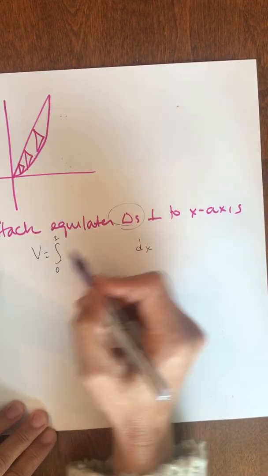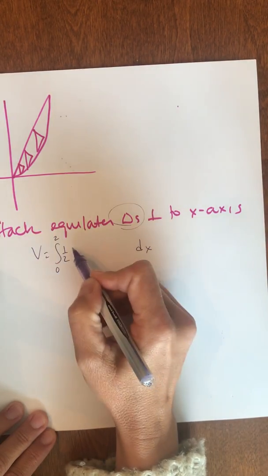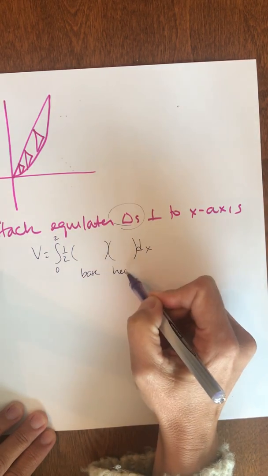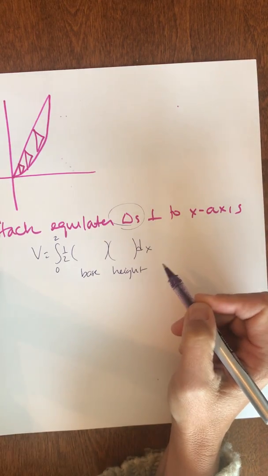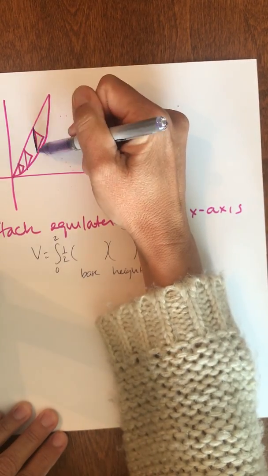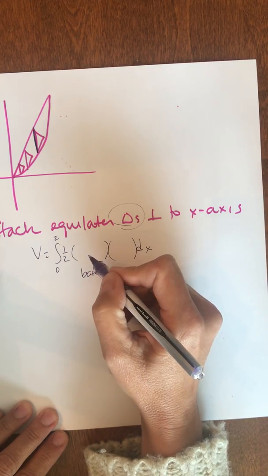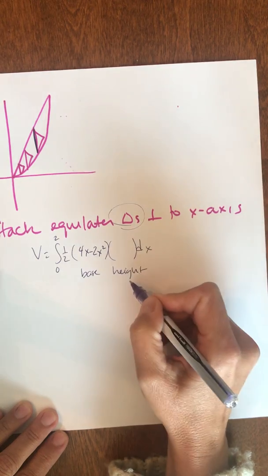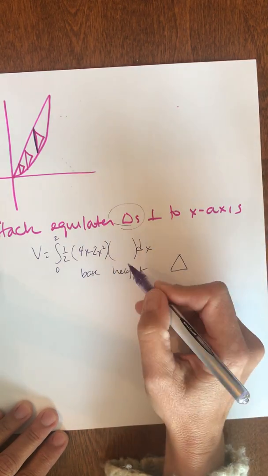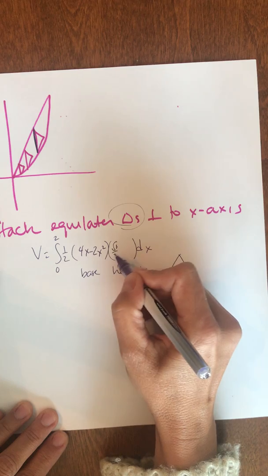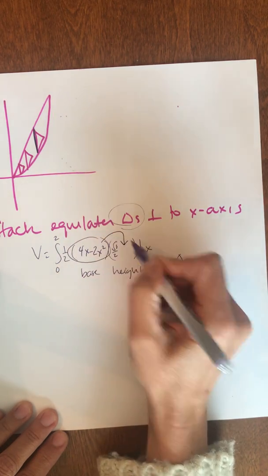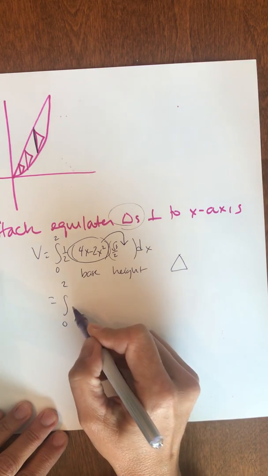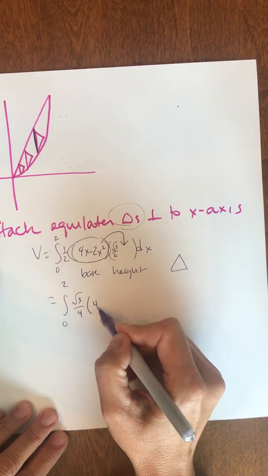So the area of a triangle is 1/2 of my base times my height. Well, my base is going to be the distance from the line down to the parabola. So the base is going to be 4x minus 2x squared. My height, again, in an equilateral triangle, is rad 3 over 2 times my base. So my volume ends up being the integral from 0 to 2 of rad 3 over 4 times (4x minus 2x squared).